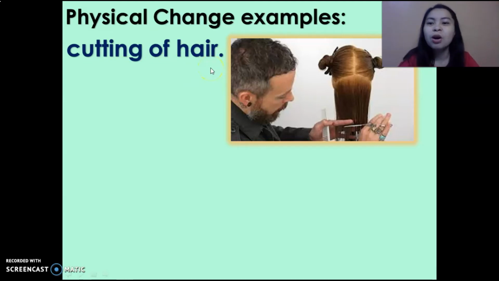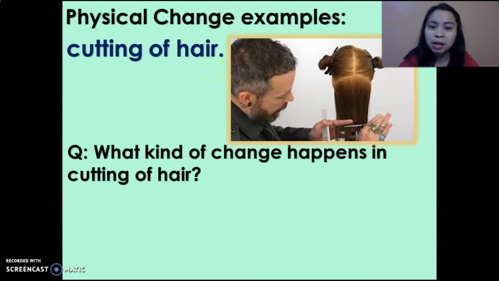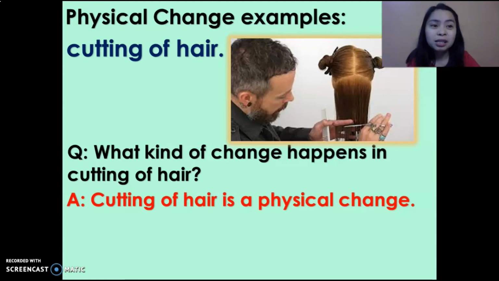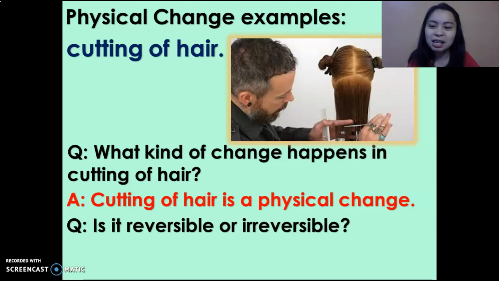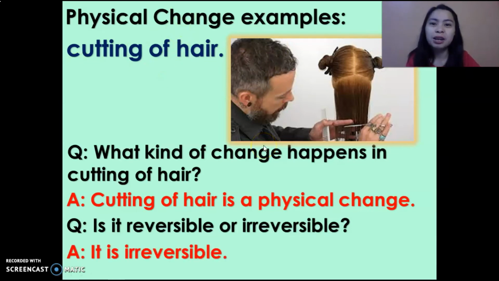Okay. Question. What kind of change happens in cutting of hair? Okay, let's see the answer. Cutting of hair is a physical change. Yes. And is it reversible or irreversible? Cutting of hair. Are you sure? Okay, the answer is it is irreversible. One more time.